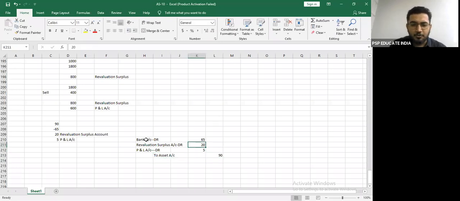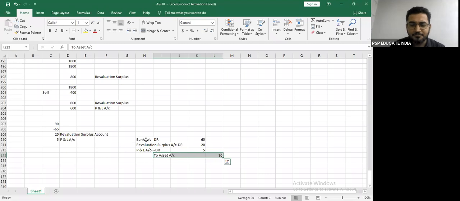Okay, so this is the amount of money that you received. So money comes in, bank account will be debited. Bank is the receiver. Revaluation surplus, you already have some balance. You will first adjust the loss from that. 5 rupees, because the balance falls short, you will take it from the profit and loss account, and the asset goes out. So asset account will be credited by 90.